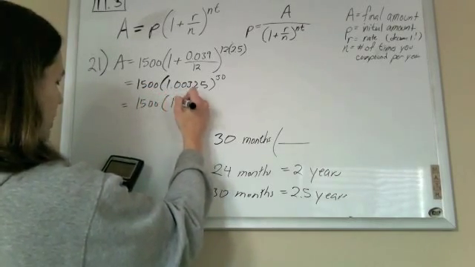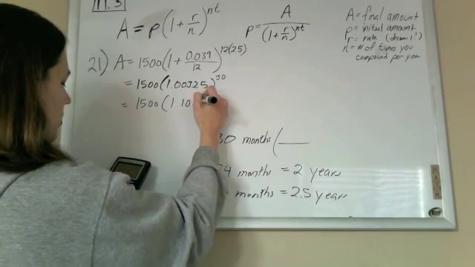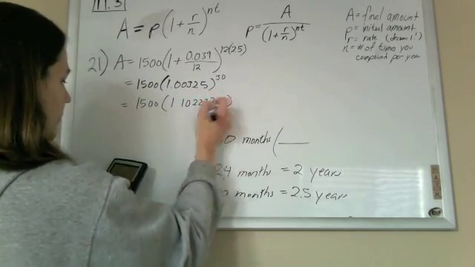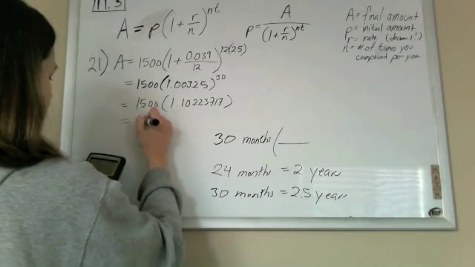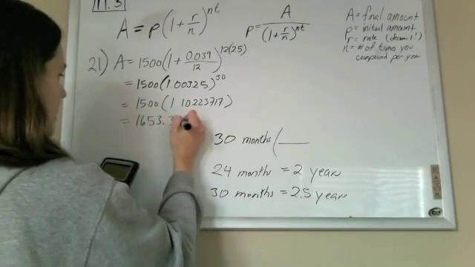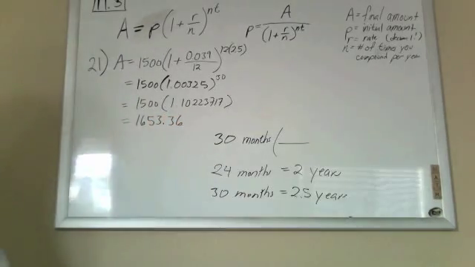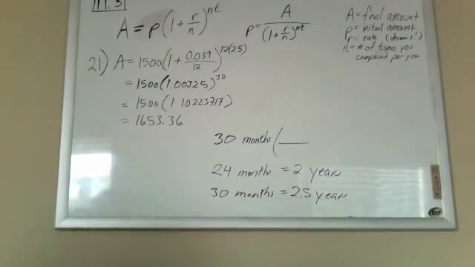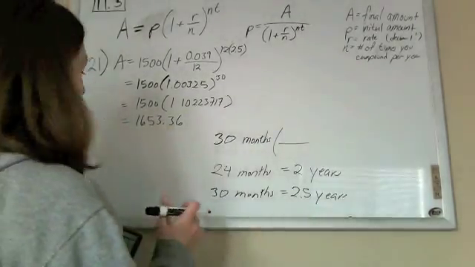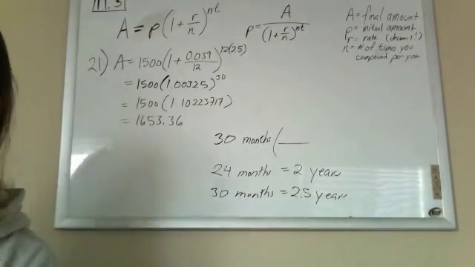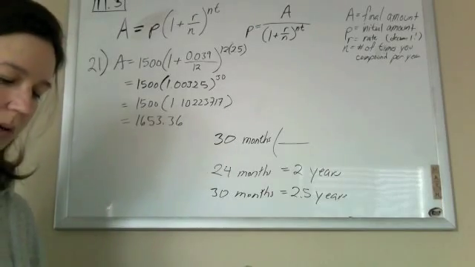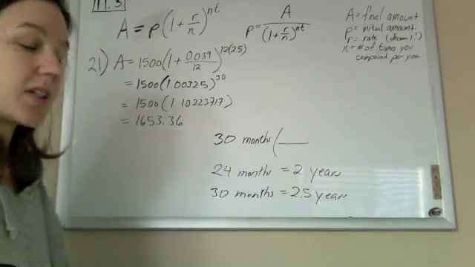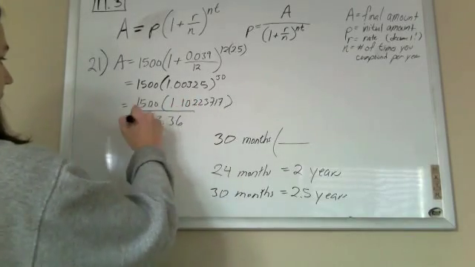I get 1.10223717. Just multiply those two together, and you get 1653.36. I'll just check that. 21. Yep, we are matching. So that is the final amount they will have. Is that what they want? Yep, determine how much it will receive. So they'll get this much money at the end.